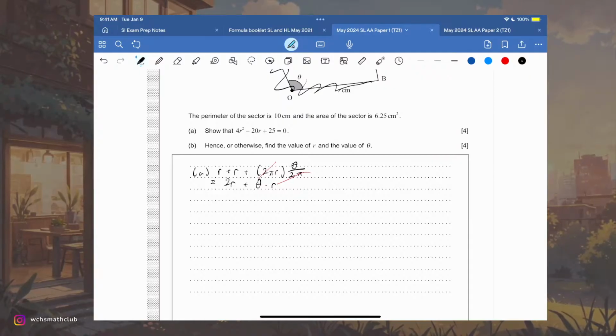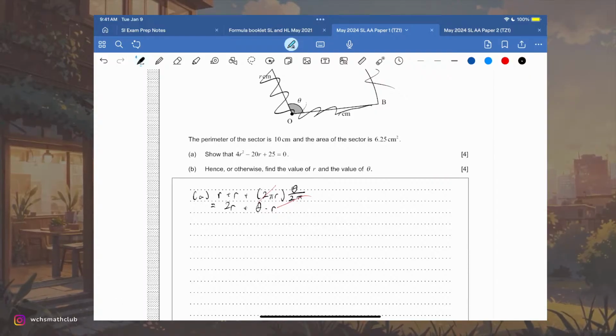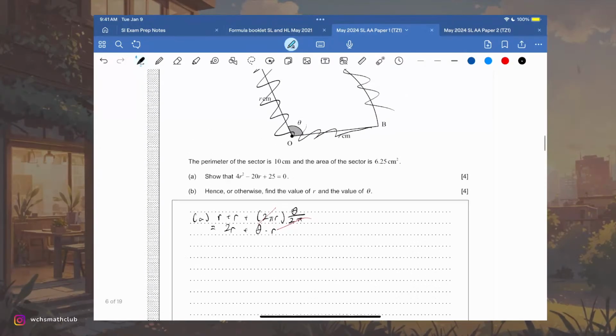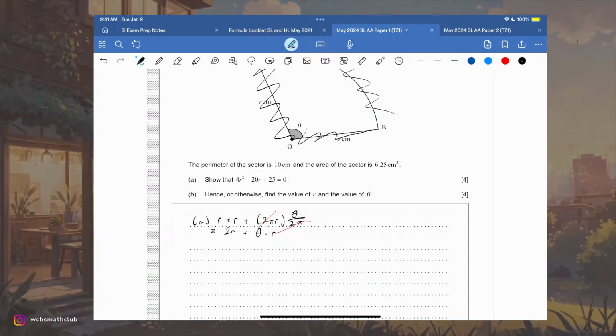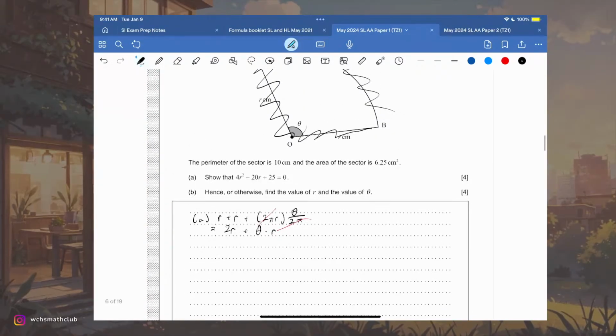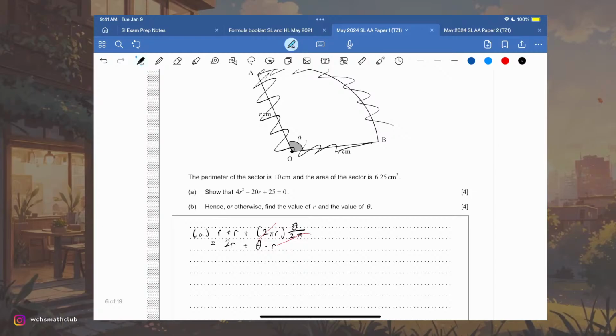Okay, great. And now we're given all of this equals 10. Right now we're in a bit of a predicament because we don't know what theta is. So we can look at the area formula and see how that's going to work out. Let's see. So we're going to look at the area of this sector. So we have, where does this come from?